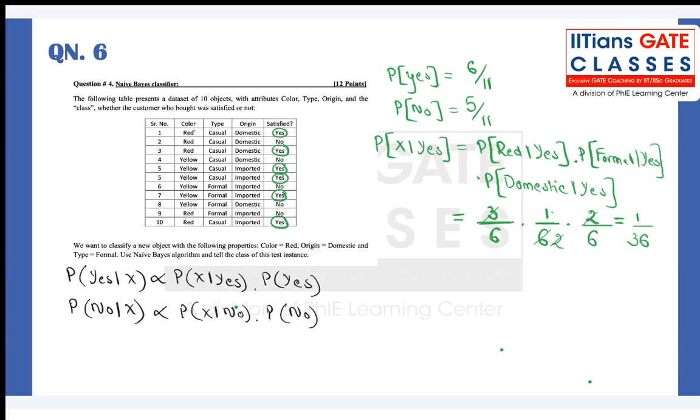Now, P of x given no is nothing but, now your entire thing will change except it will be for the no class.